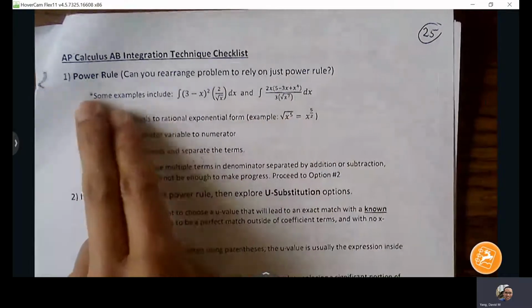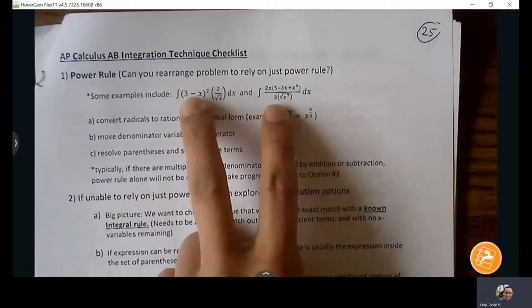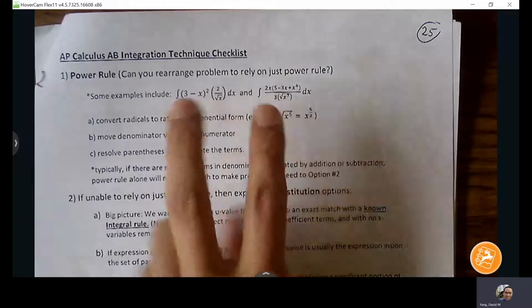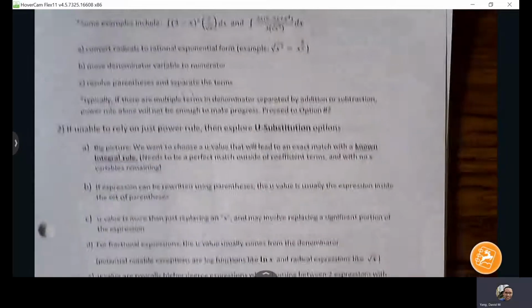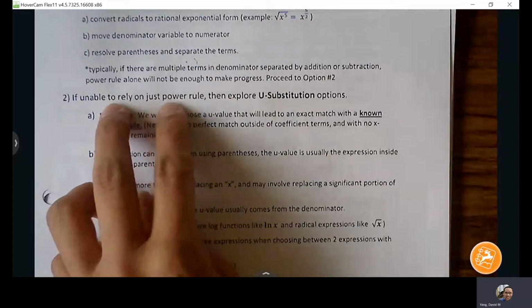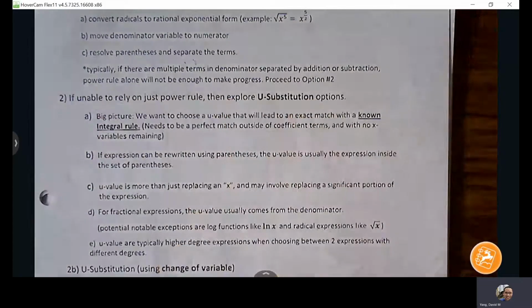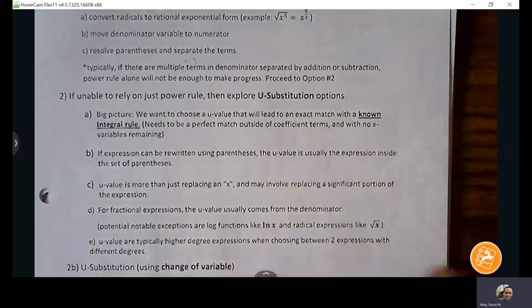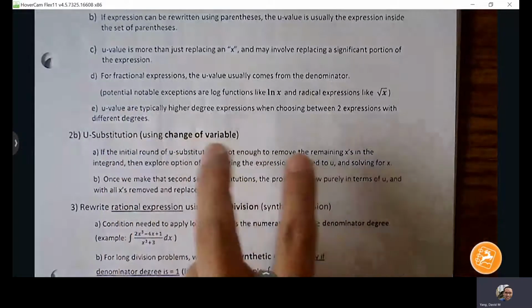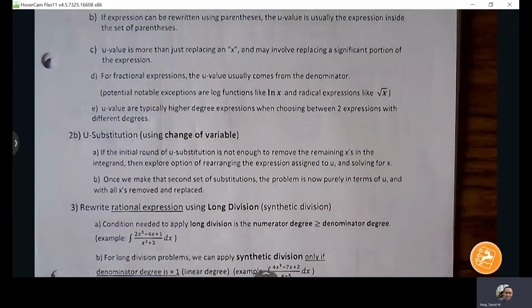So whenever you have only one term in the denominator, or if it's perfectly expandable, then that's always your first option. Now, if you're unable to rely on power rule or expansion, then you can explore u substitution. A lot of times, we're looking for a set of parentheses with a degree that is high enough to match and pair up with the lower degree leftover x in the problem. Sometimes we have to go through a change of variable when the x's are not in line with what we want, but we go through a second set of substitution to get that x replaced in terms of u.